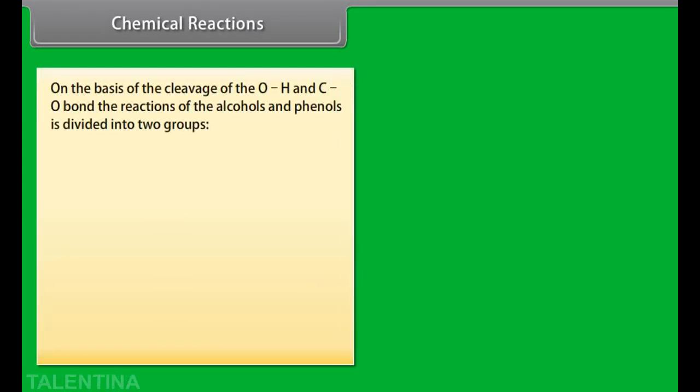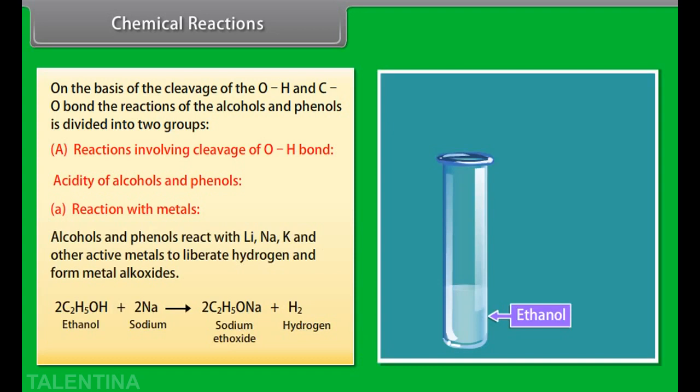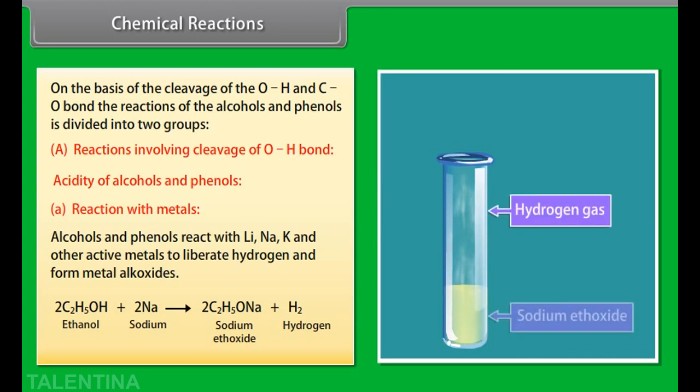On the basis of the cleavage of the O-H and C-O bond, the reactions of the alcohols and phenols are divided into two groups. Reactions involving cleavage of O-H bond, acidity of alcohols and phenols. Reaction with metals. Alcohols and phenols react with lithium, sodium, potassium, and other active metals to liberate hydrogen and form metal alkoxides.